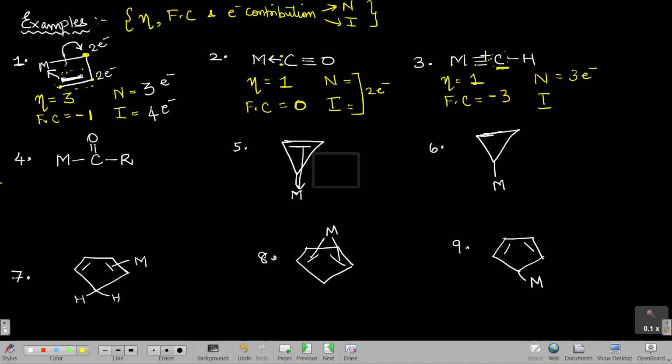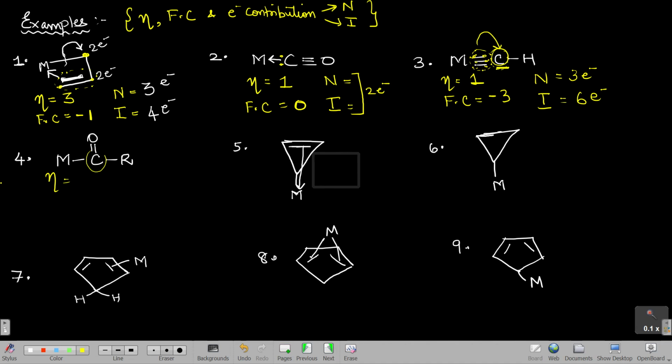But in the ionic method, all the electrons will go towards that single atom. So there are totally 6 electrons, right? So this carbon is going to contribute all these 6 electrons. So in the ionic method, the contribution is going to be 6 electrons. That's all. So it's basically a triple bond between the metal and carbon.